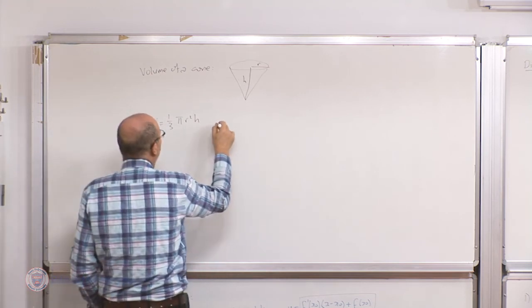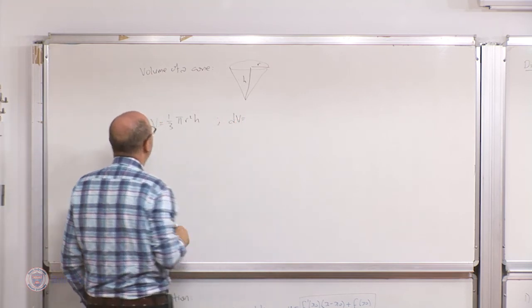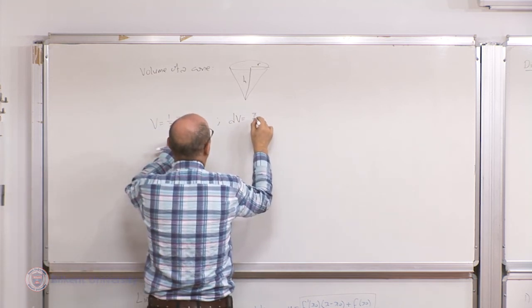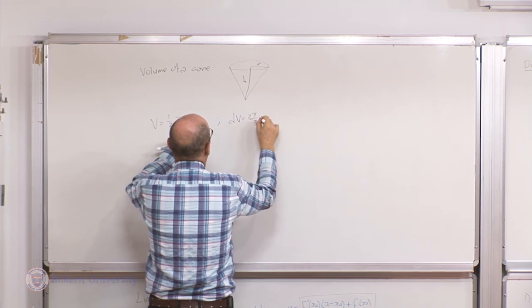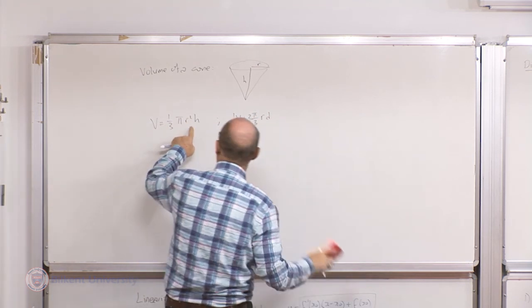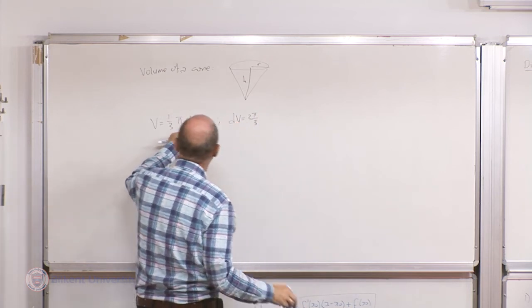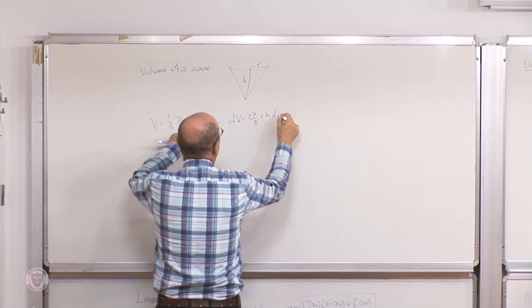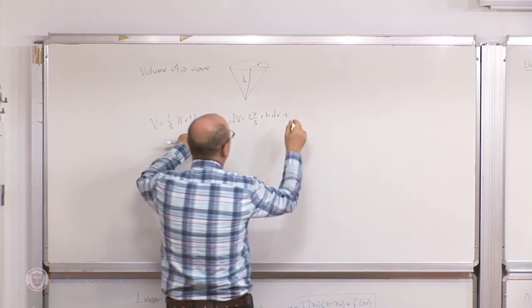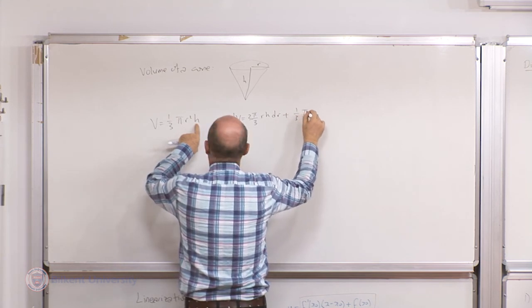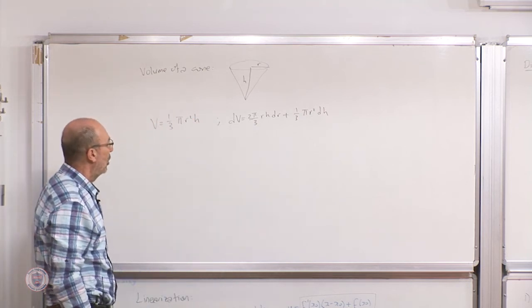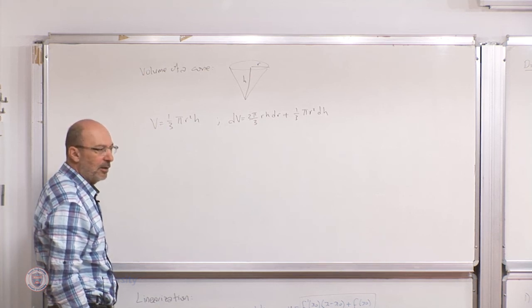You take the differential of this, for some strange reason. So this is pi over 3, and you have 2r h dr. I'm taking the derivative with respect to r. Plus, now I take the derivative with respect to h, 1 over 3 pi r squared dh. Now that you manage to read this, try to make sense out of this.